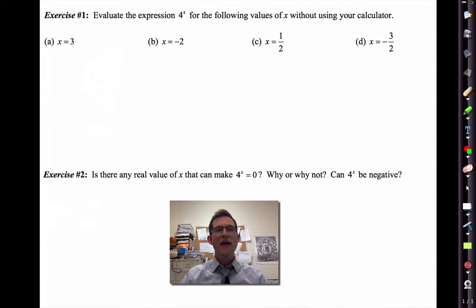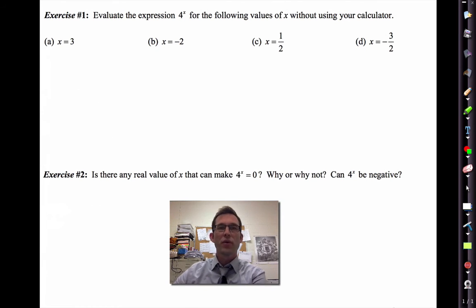All right, exercise number 1, very simple. It just says, evaluate the expression 4 to the x for the following values of x without using your calculator. Since we've already done a lesson on exponent review, what I'd like you to do is pause the video now and make an attempt at this.